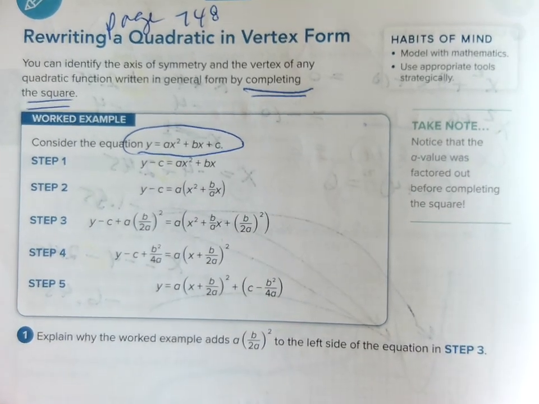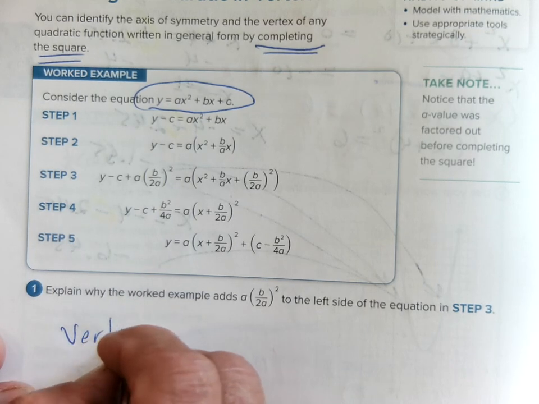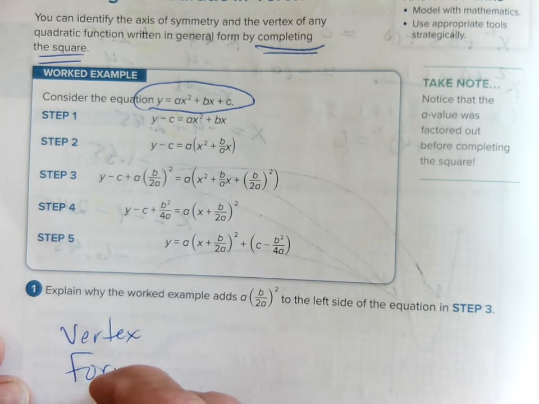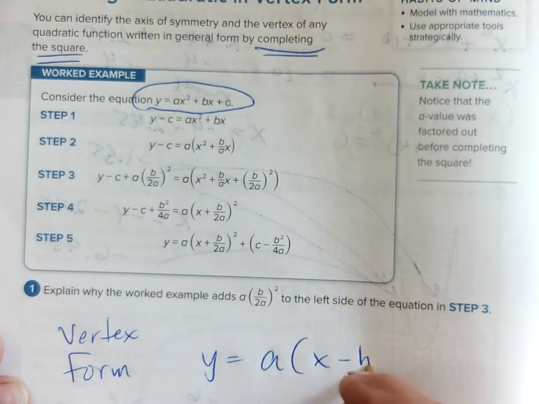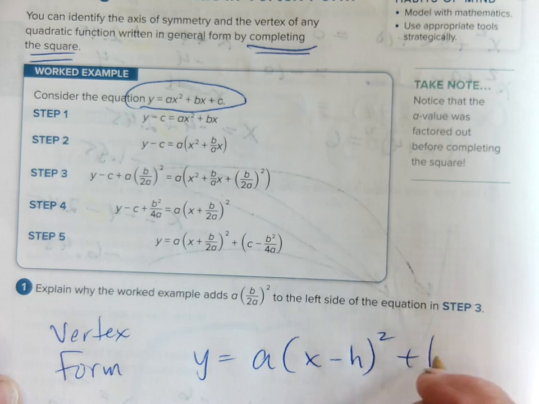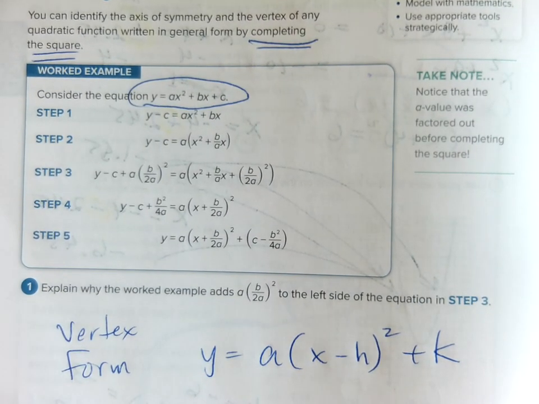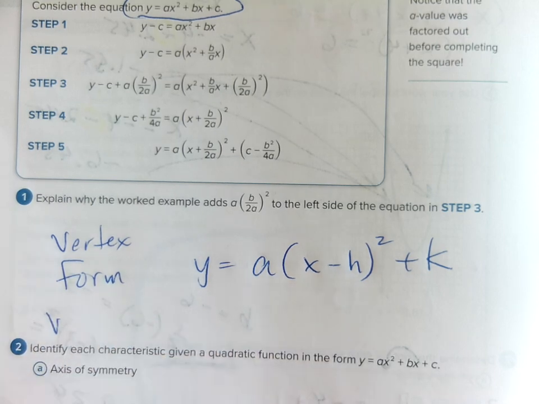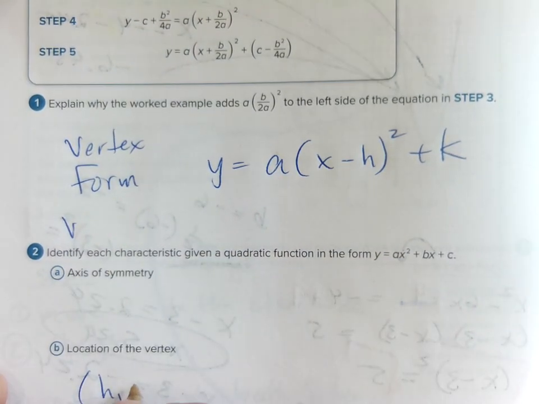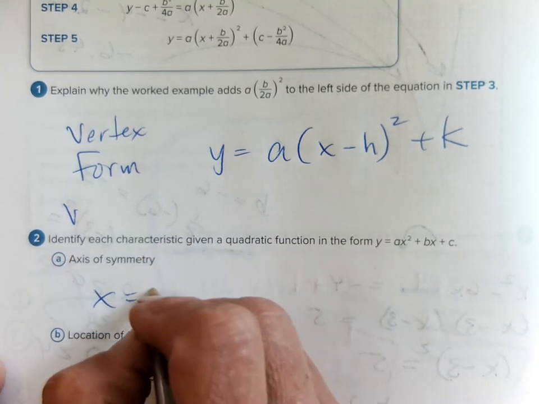As an example, we know that vertex form for us has been y equals a(x minus h) quantity squared plus k. Anytime you need the video paused, please ask. Hopefully you're writing this down. And then we have learned that we can graph that because we know the vertex is at (h, k), and we know the axis of symmetry is going to be x equals h.